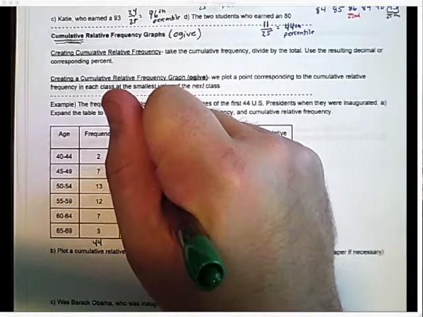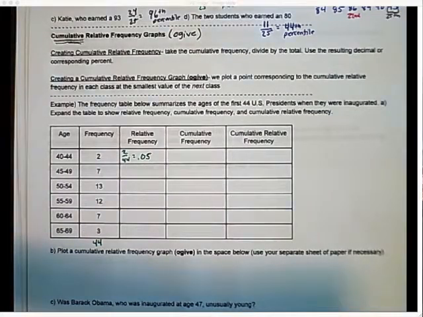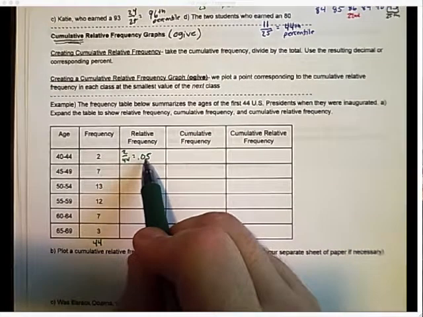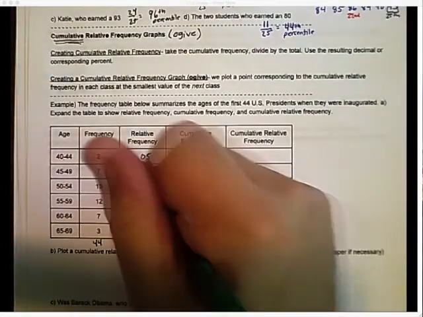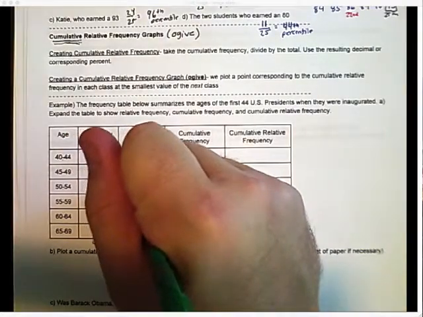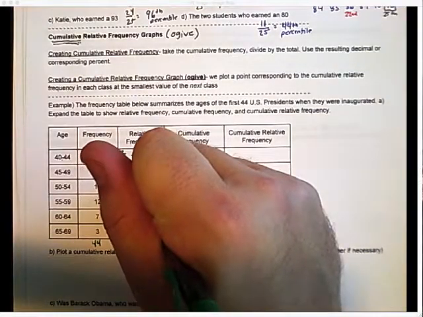So I'm just going to round to the nearest hundredth. So 5% of the presidents were between ages 40 and 44 when they were inaugurated. 7 out of 44 presidents were between 45 and 49. So if I do 7 divided by 44 and round it to the nearest hundredth, that would be 0.16 or 16%.